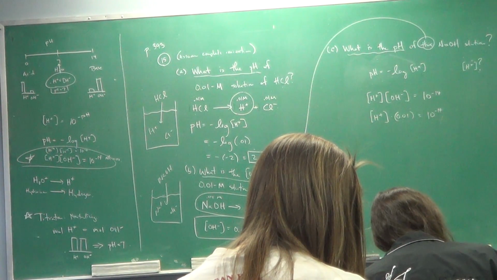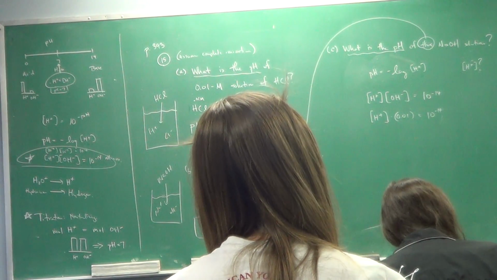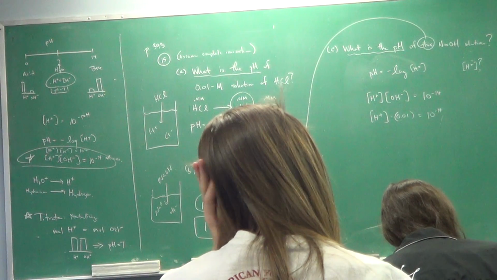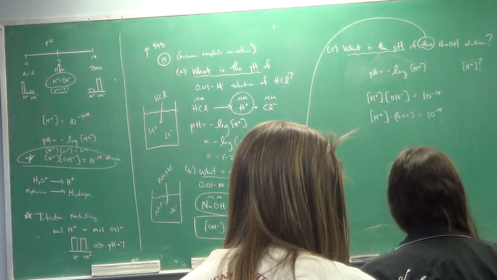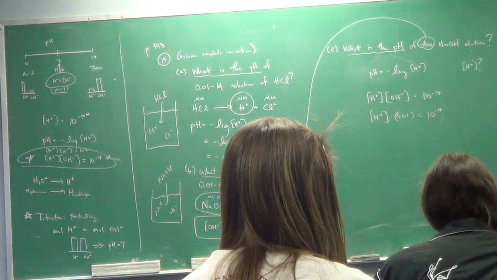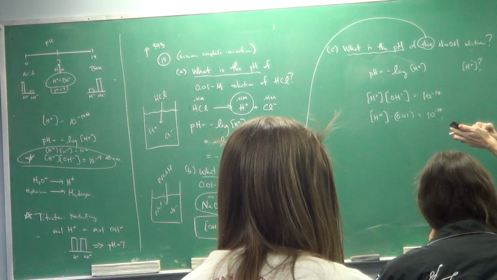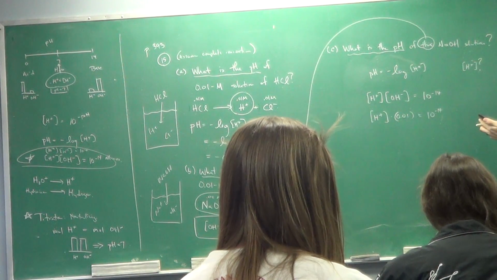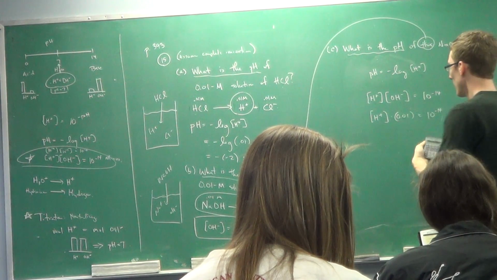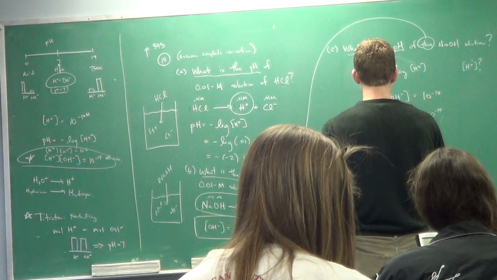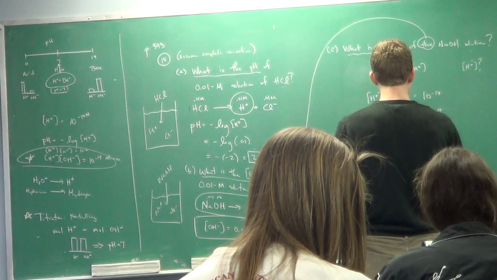And if you take 10 to the negative 14, turn off the calculator, it's rather finicky. On button. Okay, so 10 to the negative 14th divided by 0.01. The hydrogen ion concentration is 10 to the negative 12.